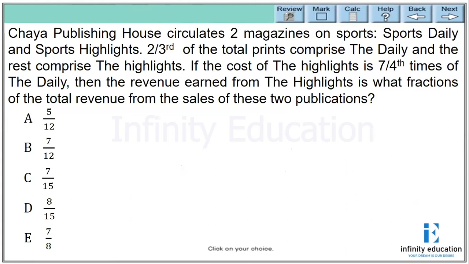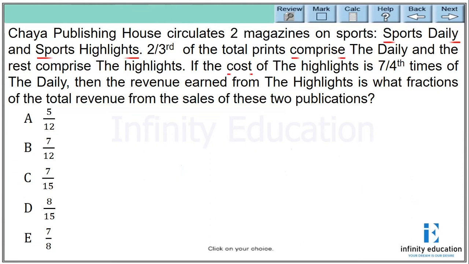Chhaya Publication House circulates 2 magazines on sports, Sports Daily and Sports Highlight. 2/3 of the total print comprises the daily and the rest comprises the highlights. If the cost of the highlight is 7/4 times the daily, then the revenue earned from the highlights is what fraction of the total revenue from the sales of the 2 publications?